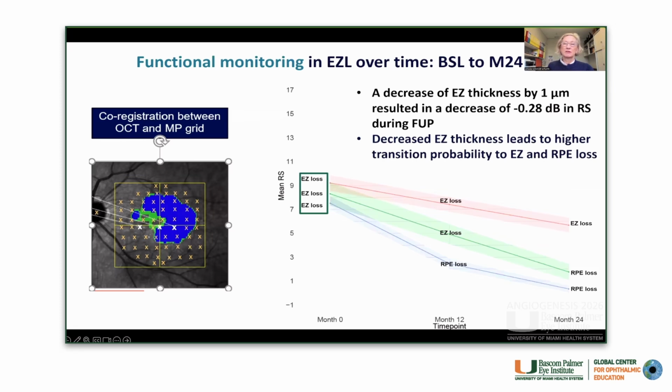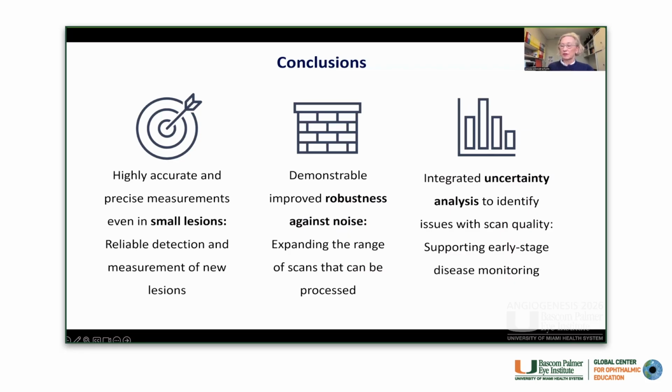Functional monitoring is most relevant in AMD and particularly in geographic atrophy, and it is again tightly bound to the condition of the EZ thinning that converts to EZ loss. And we could show that there is a tight one-to-one correlation between the decrease of EZ thickness and the decrease of retinal sensitivity, and that a decreased EZ thickness leads to higher transition probability to EZ and RPE loss, which can be as high as 28% over a year.